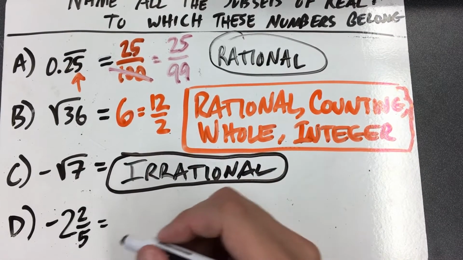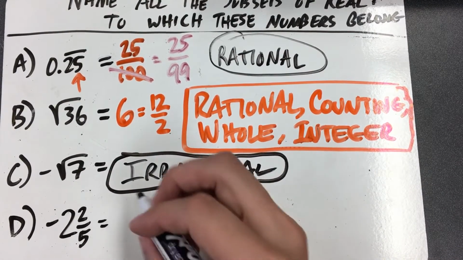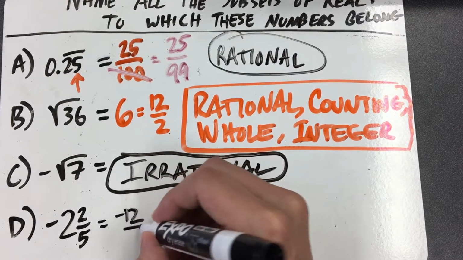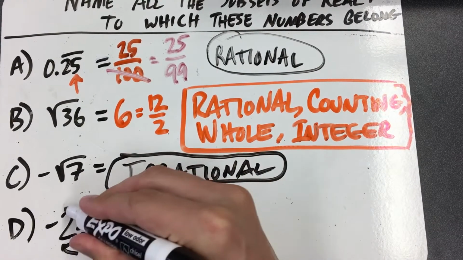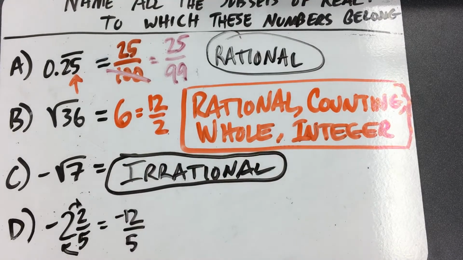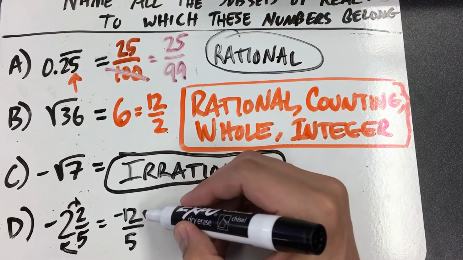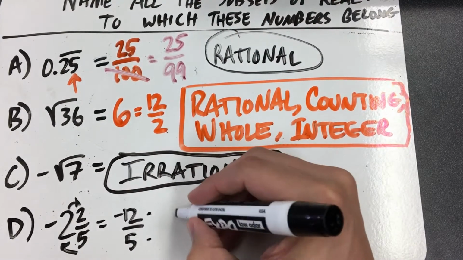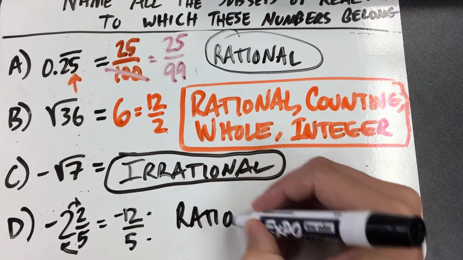And then this one, negative 2 and 2/5. That's the same thing as negative 12 over 5, right? Remember, you do the multiplying and then the adding thing. Negative 12 over 5, look at that. That is a ratio. It's a ratio of 12 to 5. And so if it's a ratio, we're going to pick rational.